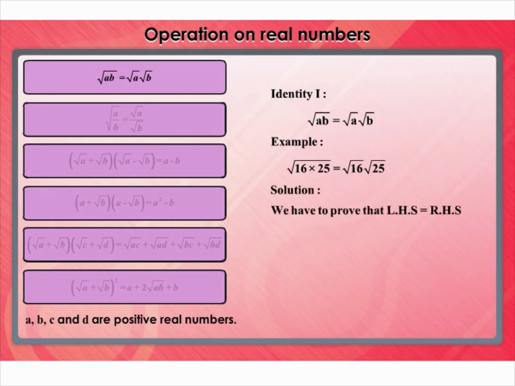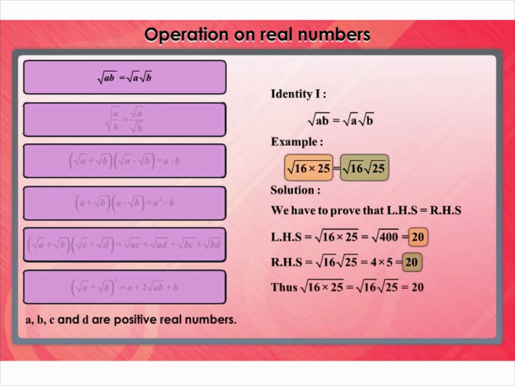Solution. We have to prove that LHS is equal to RHS. LHS is equal to square root of 16 into 25, which is equal to square root of 400, which is equal to 20. RHS is equal to square root of 16 into square root of 25, which is equal to 4 into 5, which is equal to 20. Thus, both the sides are equal.